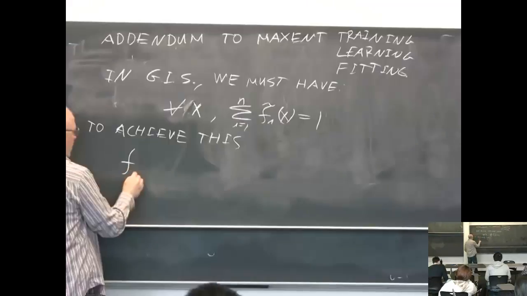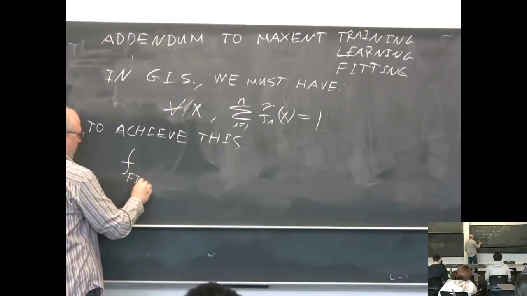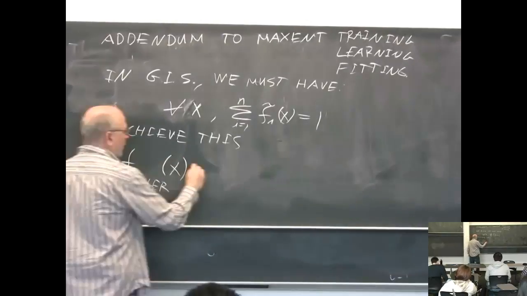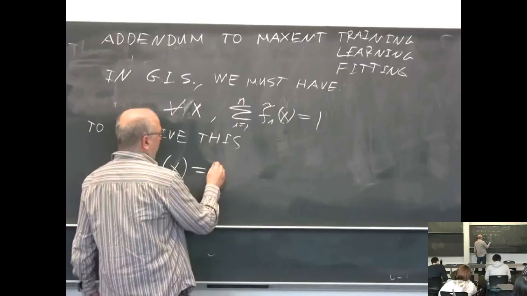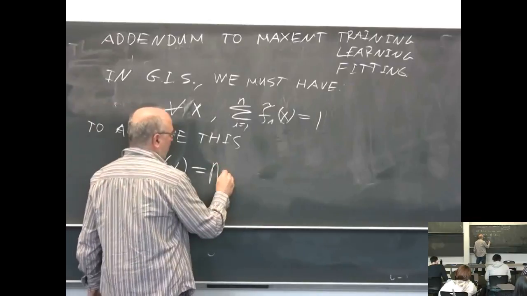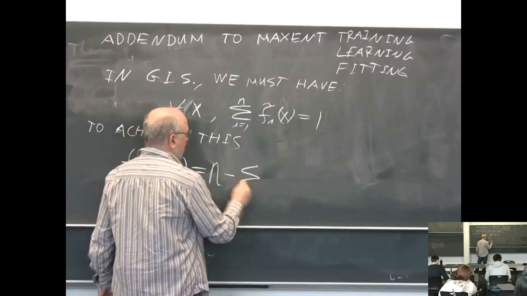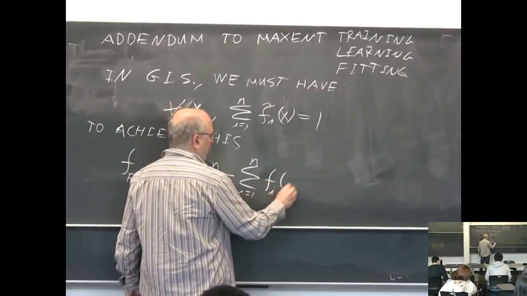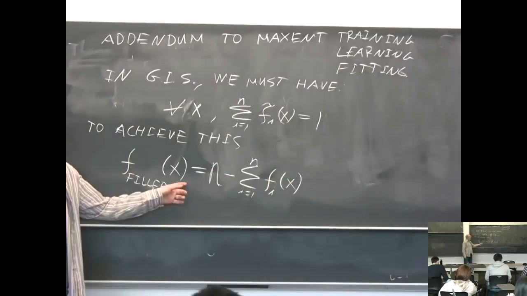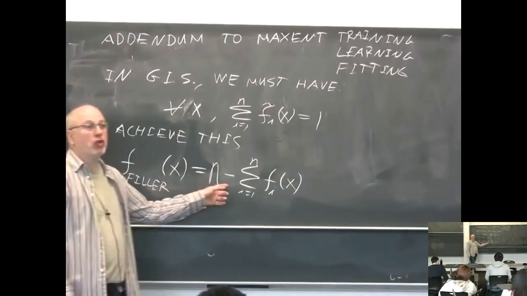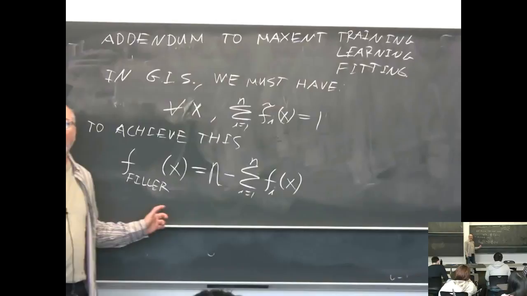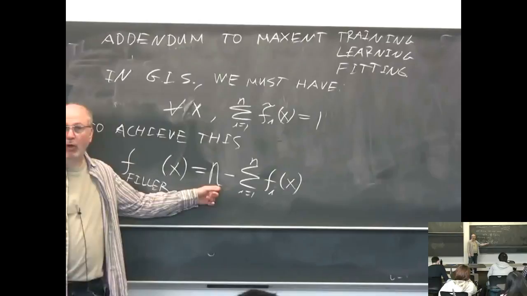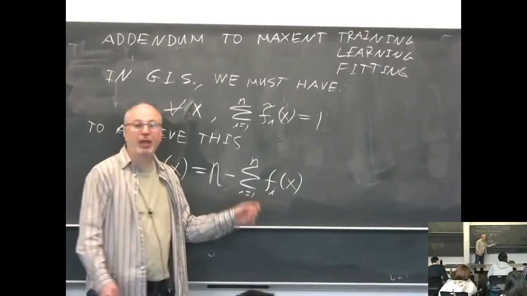First define a filler feature, which by definition takes the value of n minus the sum of the other features, i goes from 1 to n, f_i of x. So this is how it's defined for every x. It just makes sure that when you add this feature in, the sum of all the features together is n. Or some other large value that's larger than anything that would be here.